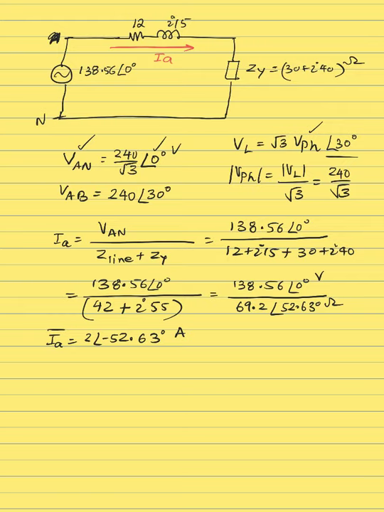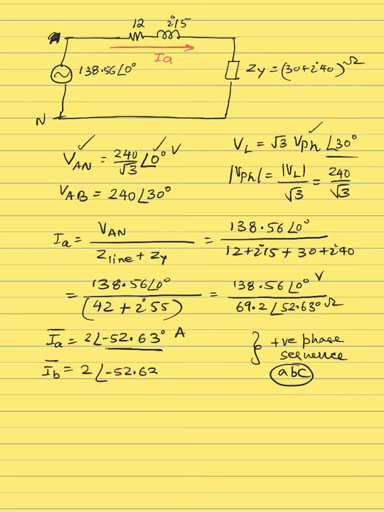What you need to keep in mind is that we're given the positive phase sequence. Positive phase sequence means it's an A, B, C phase sequence, which means B lags behind A by 120 and C lags behind B by 120. Now, let's say A is at angle negative 52.63. If B is behind A by 120, then it's going to be 2 at an angle of negative 52.63 minus 120.